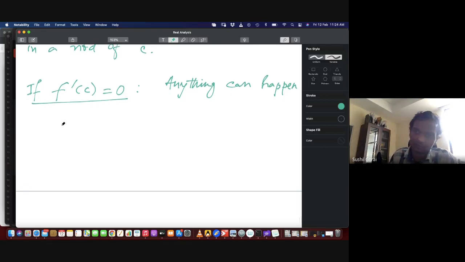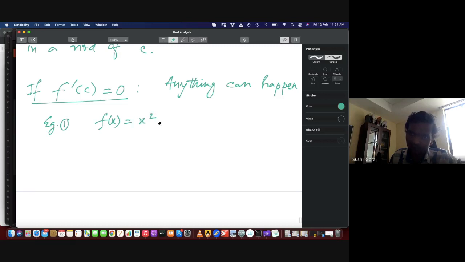For example, f(x) equal to x squared. f'(0) is 0, and f has a minimum at x equal to 0.